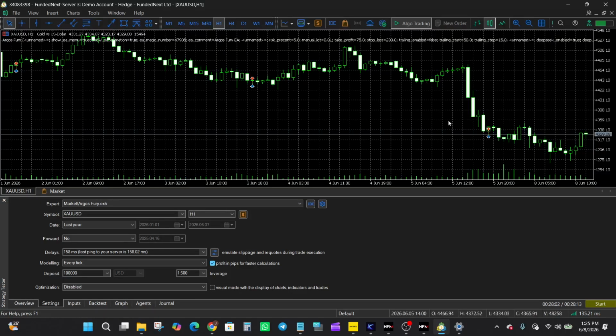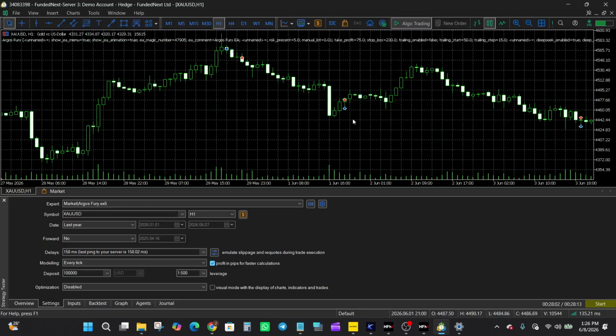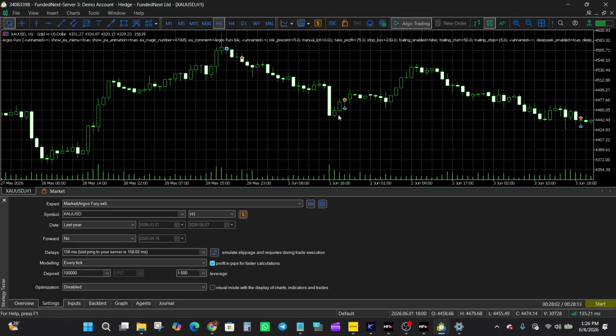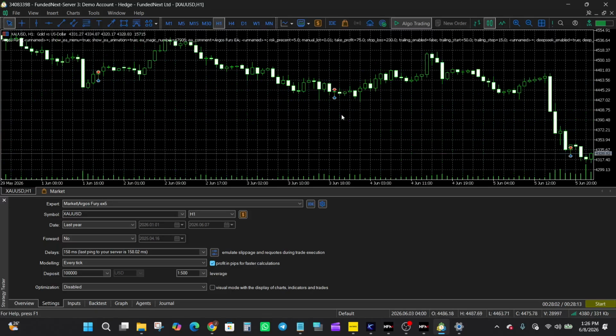Or first of all, let's go through the chart. When reviewing historical testing results, it's important to remember that past performance does not guarantee future results. So looking through the historical chart activity, the behavior appears consistent with the marketplace description. Since the EA is built around reversal zones and liquidity-based analysis, it is reasonable to observe how entries and exits align with areas where market pressure appears to shift.